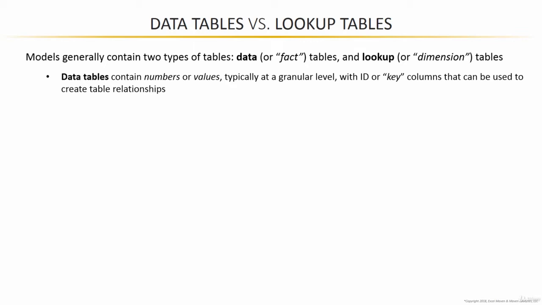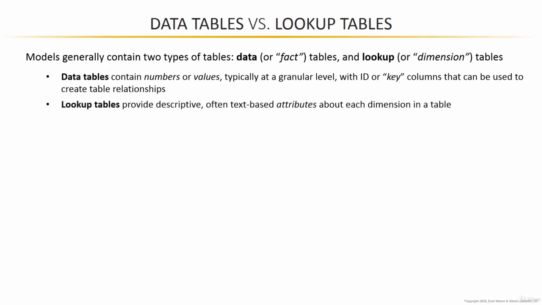Typically, these data tables are pretty granular, detailed level, with ID or key columns that can be used to create table relationships to lookups. Now, on the other hand, lookup tables provide descriptive, often text-based attributes or characteristics about each dimension in a table.